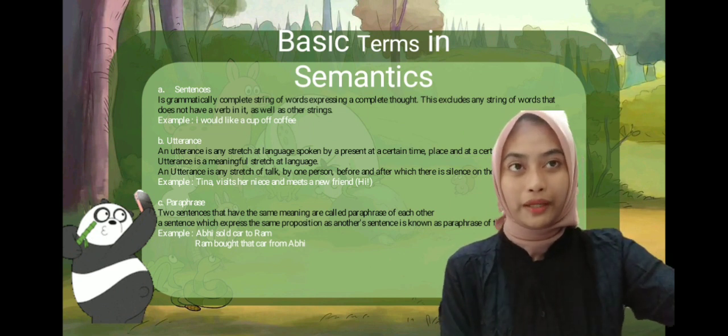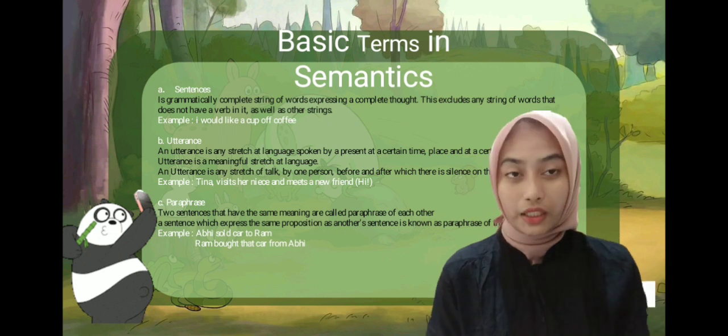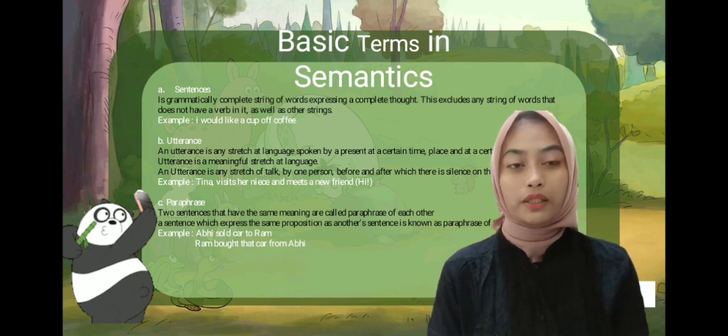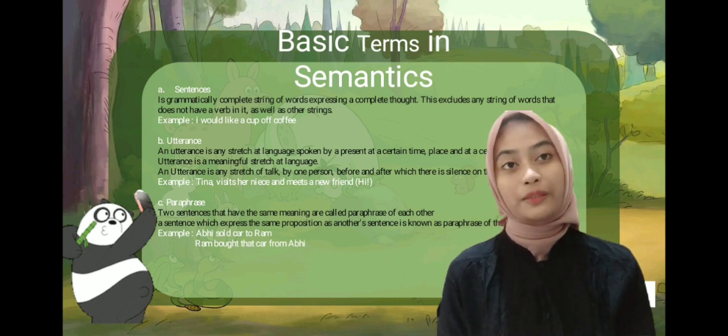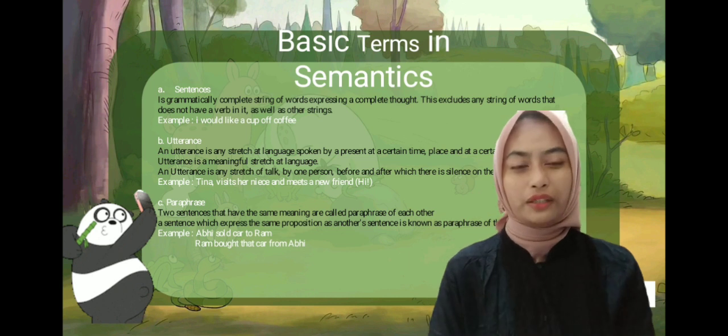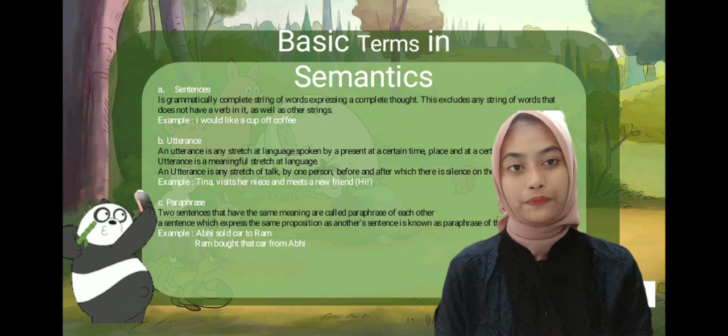Then, we move to basic terms in semantics. The first is sentence. A sentence is a grammatically complete string of words expressing a complete thought. This excludes any string of words that does not have a verb in it, as well as other strings. For example, I would like a cup of coffee.